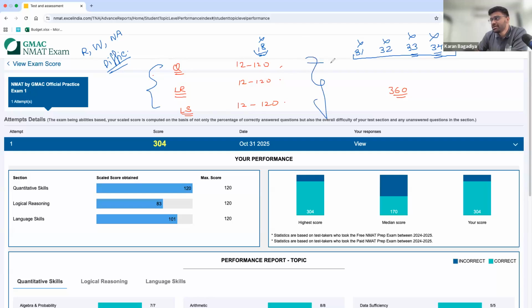So quant 36 questions, LR 36 questions, language skills 36 questions. For language, you have 28 minutes. For logical reasoning, 40 minutes, and quant 52 minutes. So it looks like you have maximum time for quant, but as you know, that's going to eat up the maximum amount of time per question as well. So it's important to keep pacing yourself, not getting stuck.